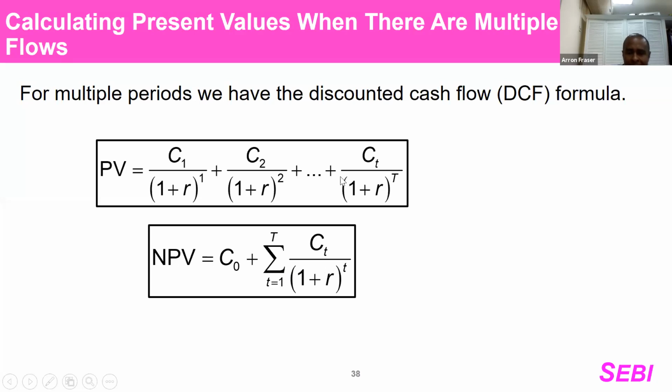Well, this is the present value of the cash flows, and then the net present value would be the investment that you make in time zero, and then the sum of all the discounted cash flows for all the periods. That's all this fancy looking formula says. Any questions?